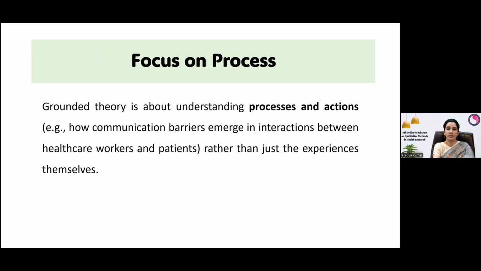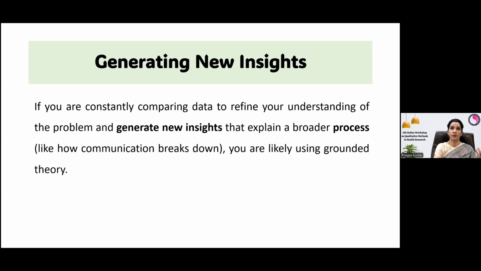Then coming to the focus, there should be a focus on processes, because we know that in grounded theory, related to communication, if I'm doing a grounded theory, I'll be focusing on what the processes are which are leading to this communication barrier. Maybe processes in the infrastructure, processes in human behavior, processes in the communication chain, where there is a receiver, a sender, and a medium in between. So how is this communication barrier emerging? If I'm focused on these processes and actions, then I'm into grounded theory.